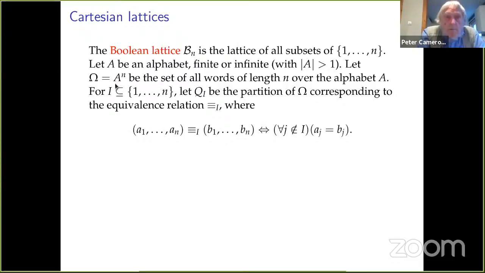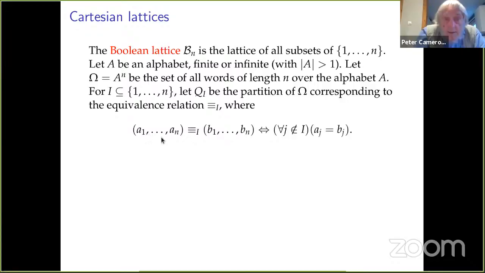But I'm going to embed the Boolean lattice into a partition lattice on the set Omega, on the set of words. So what I do is this. I take any subset of 1 up to n, capital I, say, and corresponding to that subset, I'm going to give you a partition of Omega, which I'll call Q_I. So the easiest way to describe it is to give you the equivalence relation corresponding to I.